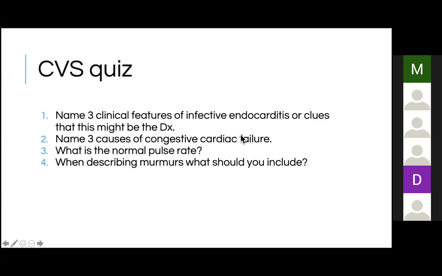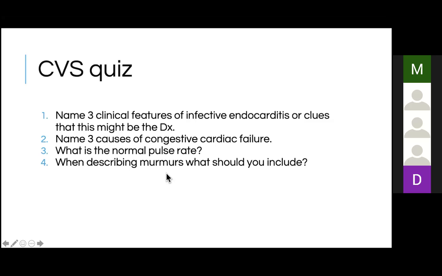3 causes of congestive cardiac failure. Causes or precipitants? Anyone? Hypertension, anemia, heart disease. Good. So top number 1 cause, hypertension. Number 2, I'd say atherosclerosis or previous MIs. And then, yeah, valvular lesions can result in heart failure, anemia, yes, thyroid problems.